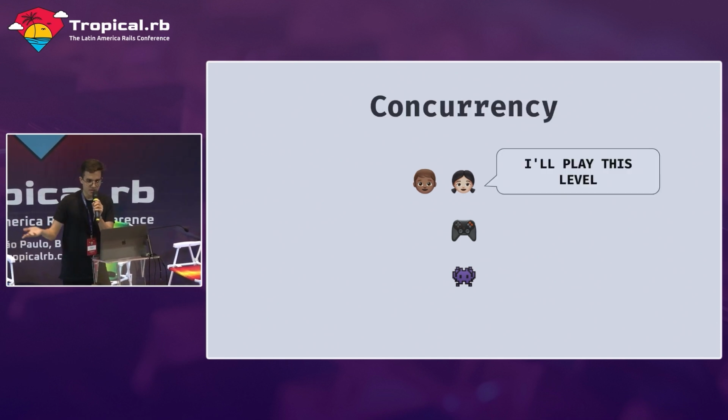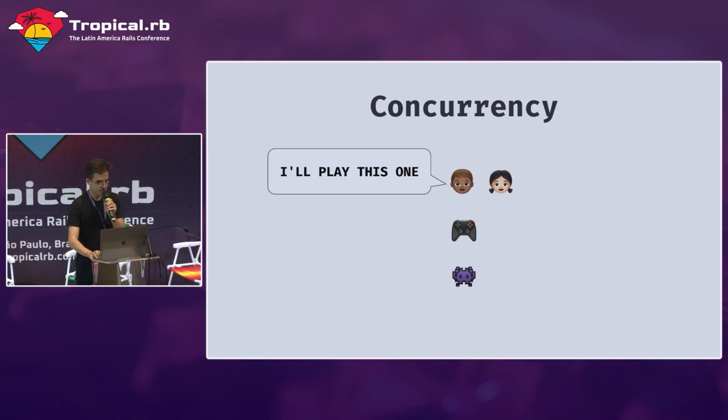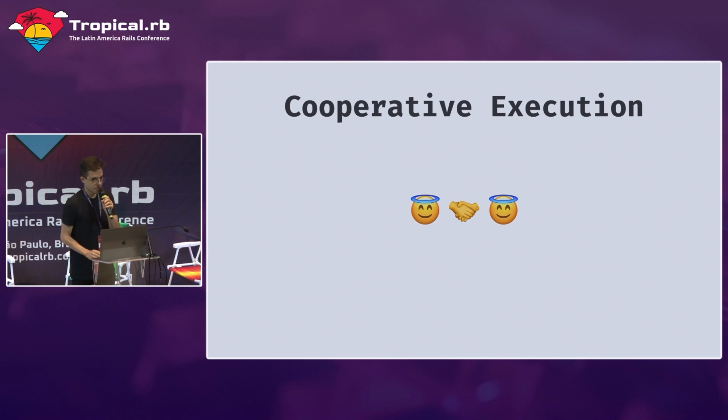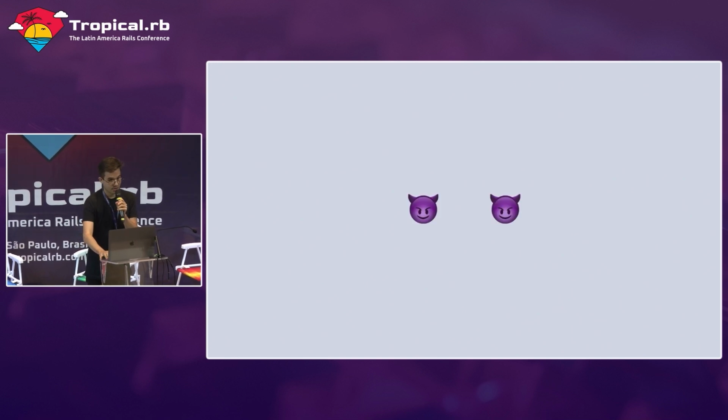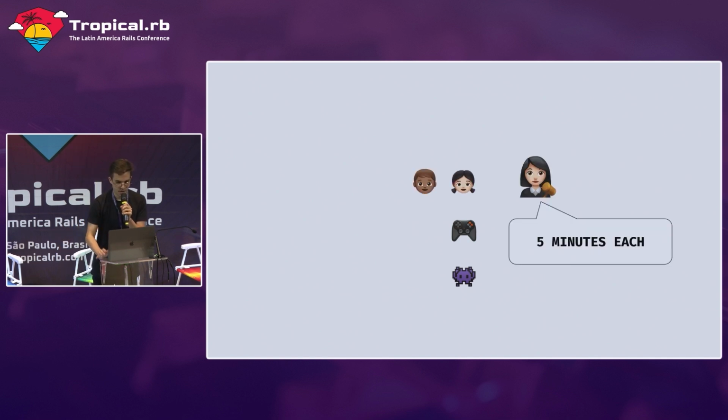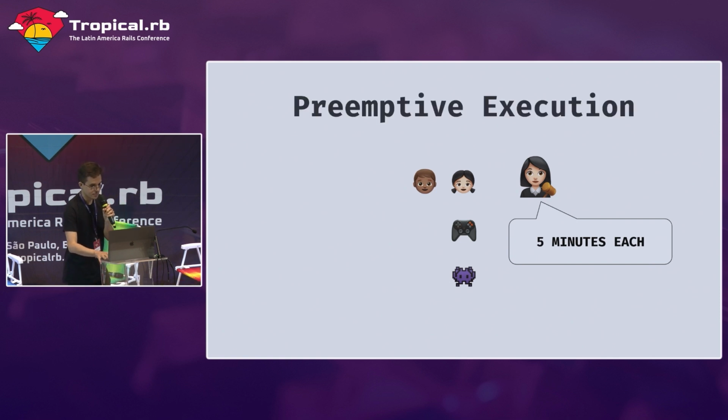Well, they can take turns. One kid plays one level, the other kid plays the other one. And that can work really well if the kids are fair, if the kids want to share. We call this cooperative execution. But if the kids are selfish, you know what happens. One kid starts playing everything. So in this case, we'll need some kind of supervisor for them. In the async world, we call this schedulers. Schedulers basically decide how much time each kid has and make sure that everyone is having their share of time. We call this preemptive execution.